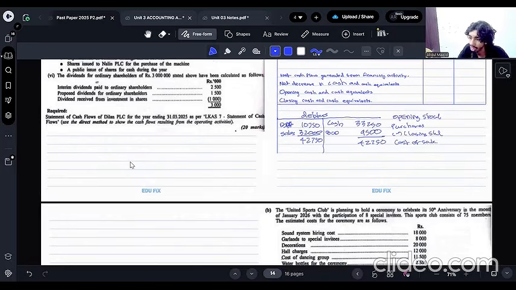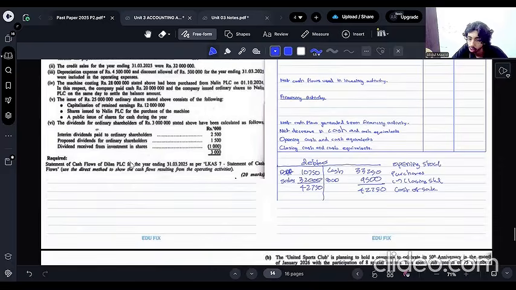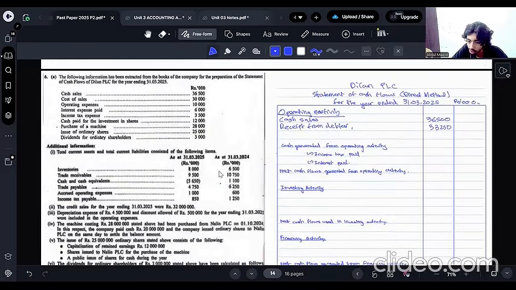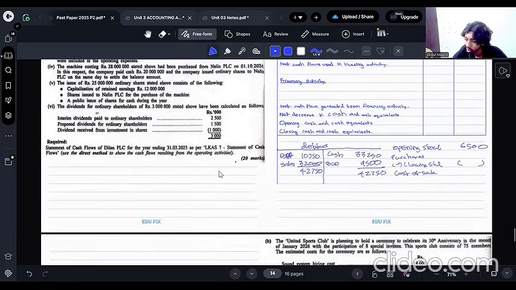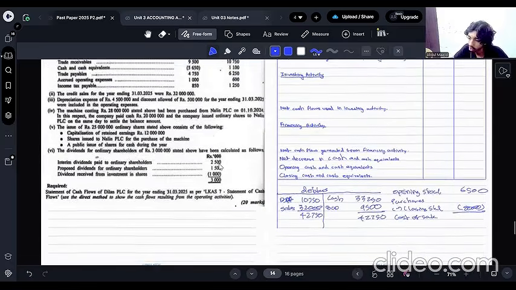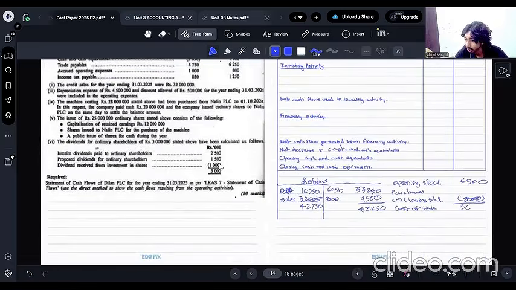Now here we don't know whether we have cash purchase, credit purchase. They have not told. So take your opening stock as 6,500. Closing stock is given as 8,000. Cost of sale is given as 36,500. And indirectly you can find your purchase. 36,500 plus 8,000 minus 6,500, that is 38,000. Now you don't know how much is cash and credit purchase. You take the entire amount and put it as a credit purchase.